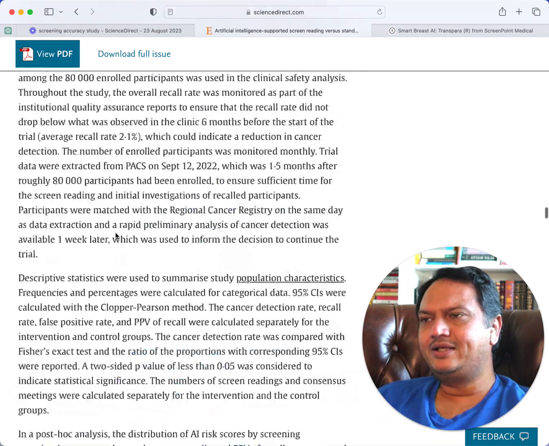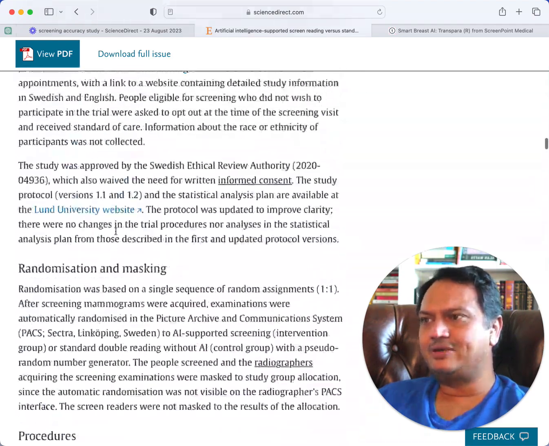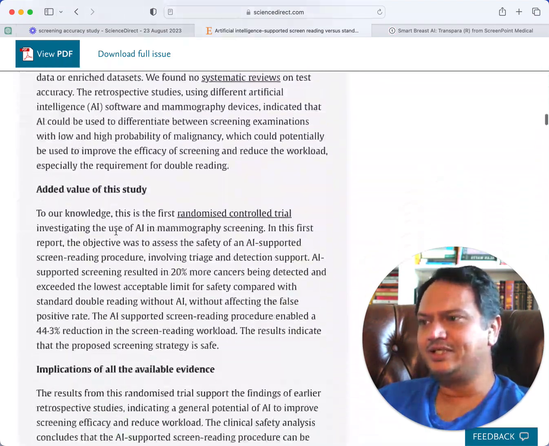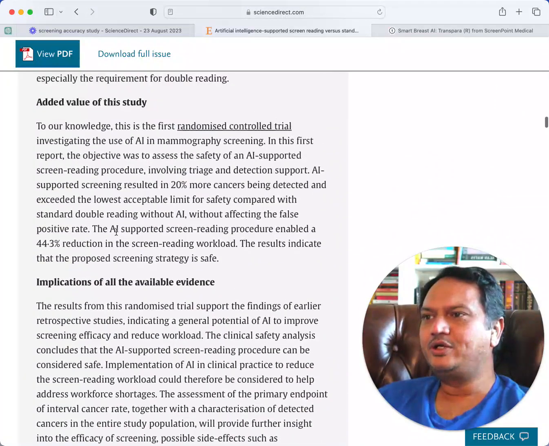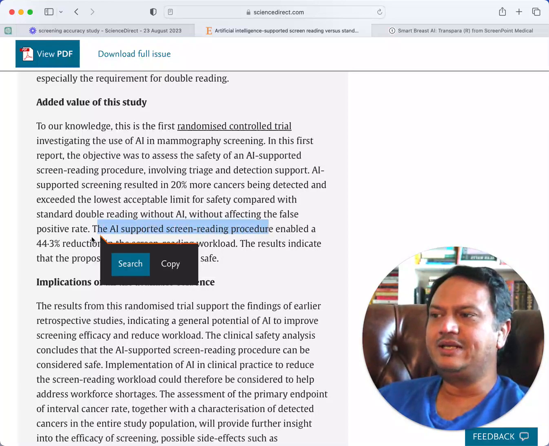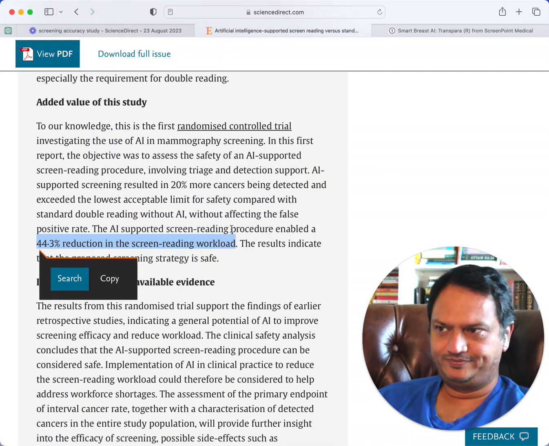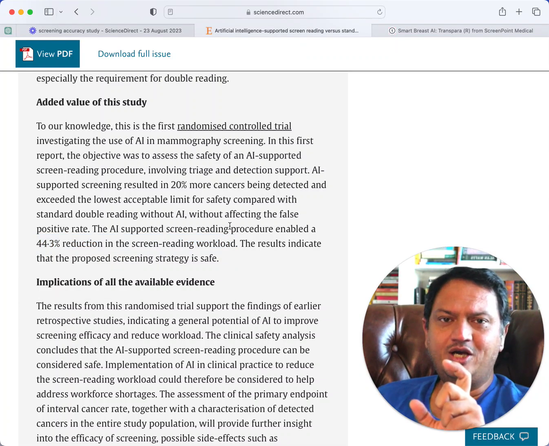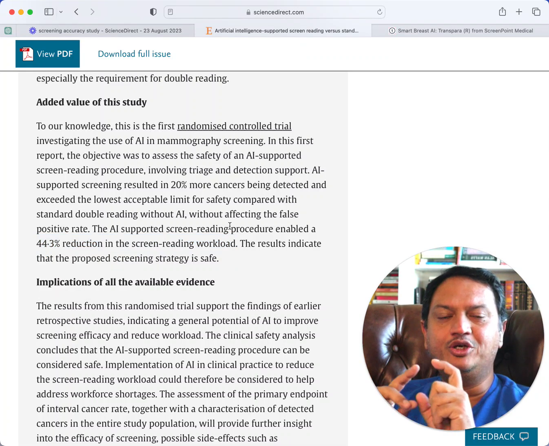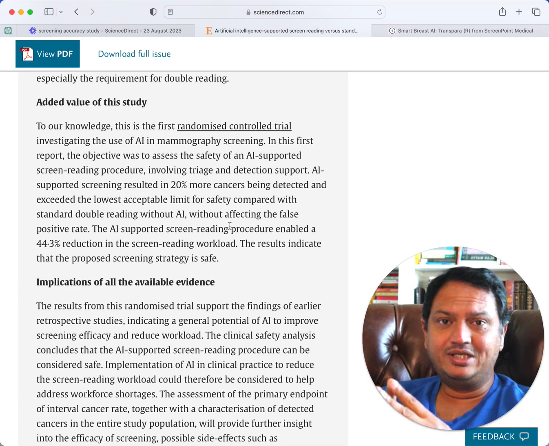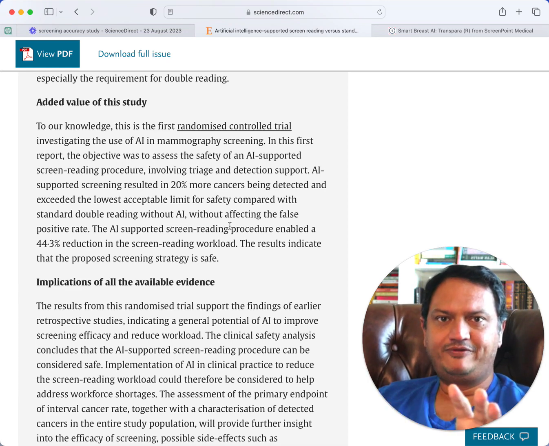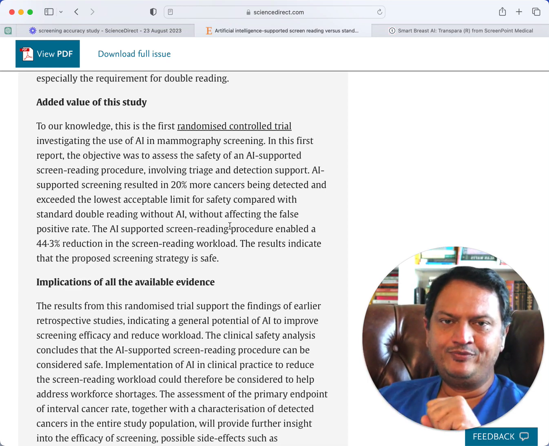I think the key finding, if I just jump to that in this paper, is interesting. What they are trying to show is that the AI supported screen reading procedure enabled a 44.3% reduction in screen reading workload. So this is an important point to remember. What they're trying to show is that you can reduce the burden of work. Now remember, this is routine mammography screening. The patient is not symptomatic. These are 80,000 women in 1 year, right?